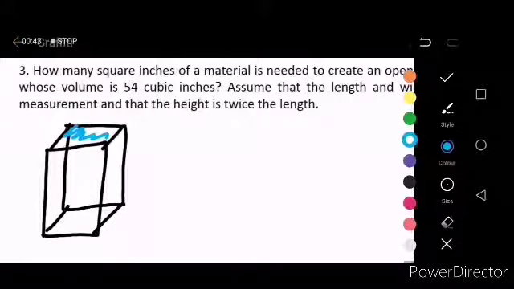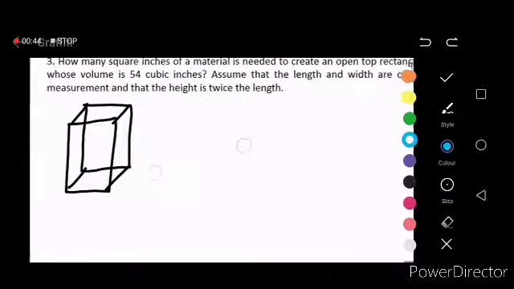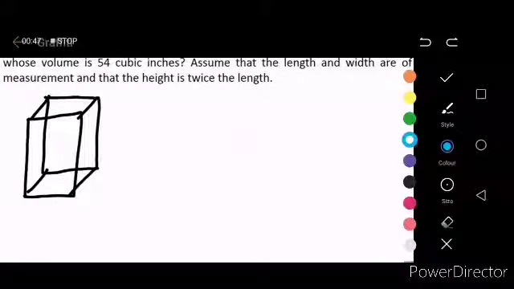Pero hindi yan ang sinasabi sa atin eh. Ang sabi rin sa atin, maliban doon, okay, ito daw, kung ito yung width mo, let's say x is the width, the length is also x. So, ibig sabihin, equal sila. Yun ang ibig sabihin ng length and width are of the same measurement. While the height is twice the length. If the length is x, what is the height? Yes, the height is 2x. It's twice the length. Tama?